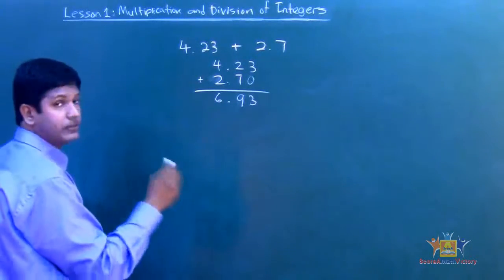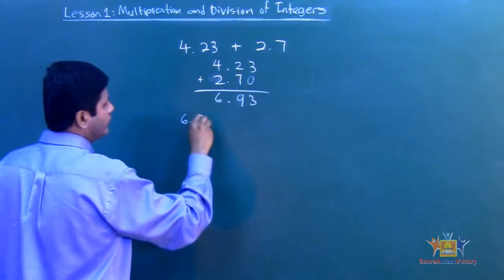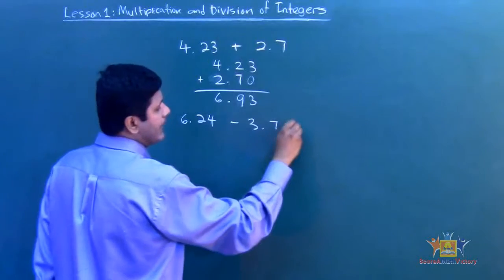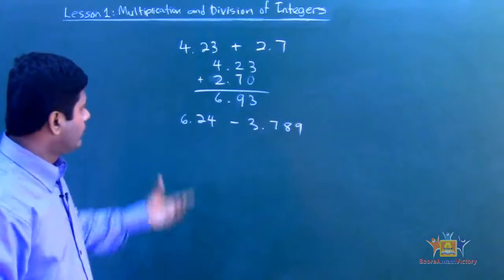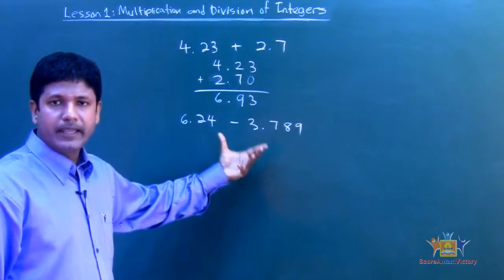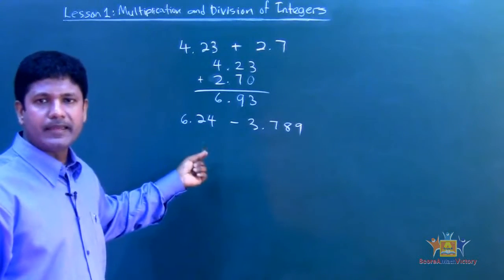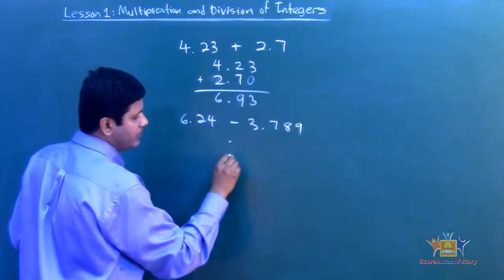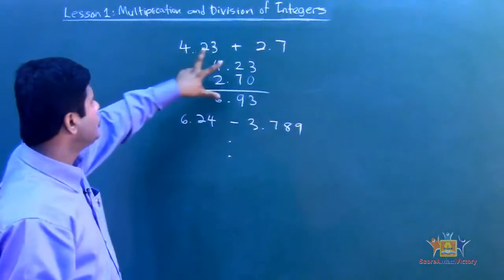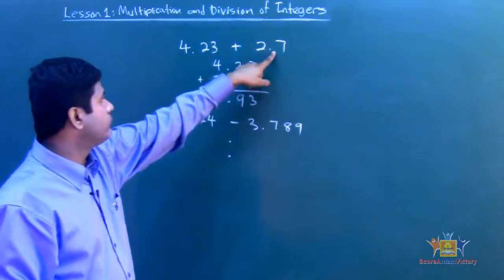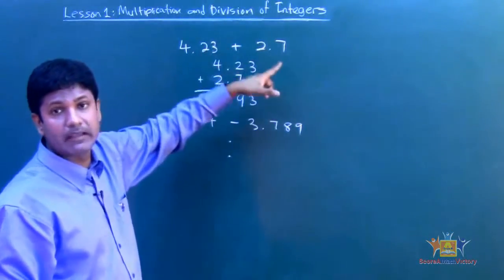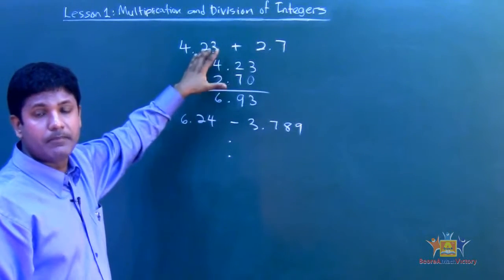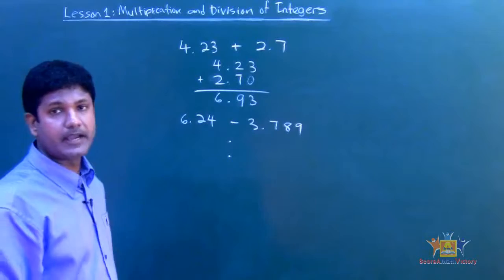Now let's say for subtraction, I have 6.24 minus 3.789. What's the principle again? Same as addition. You grab them by the decimal and line them up. I'm going to grab this decimal and put it right there. Grab that decimal, put it right there. Now with addition, you can write either one of them first. You can write this one first and then that one next, or this one first and that one next. Again, it depends on how many numbers are behind the decimal.